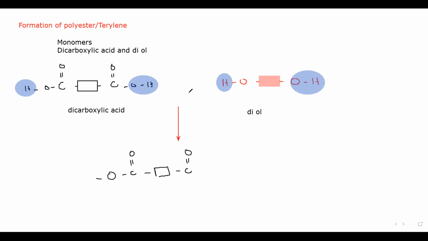If OH and H are removed, what are we left with? We are left with oxygen, then this shaded part, and then OH is removed. So put a bracket and n. Plus, how many water molecules are there? H and OH and H and OH. What will be the total number of water molecules? It will be two water molecules, but because we have n molecules of the first one and n molecules of the second one, it will give 2nH2O. And this is known as a polyester.